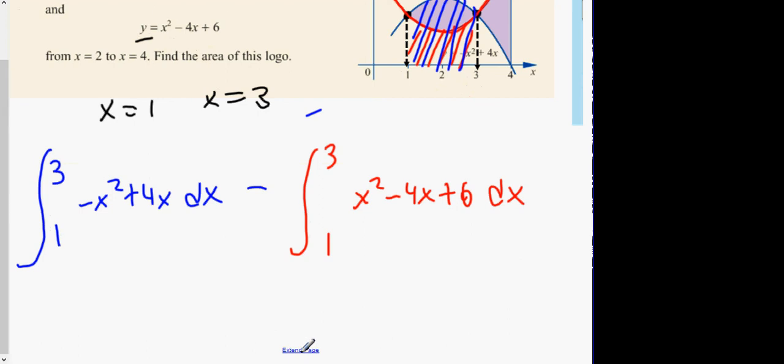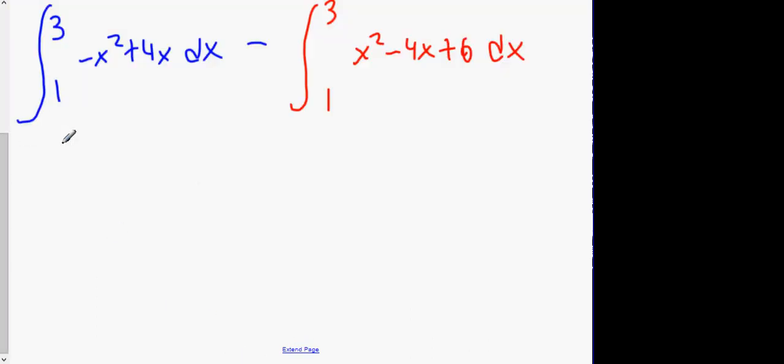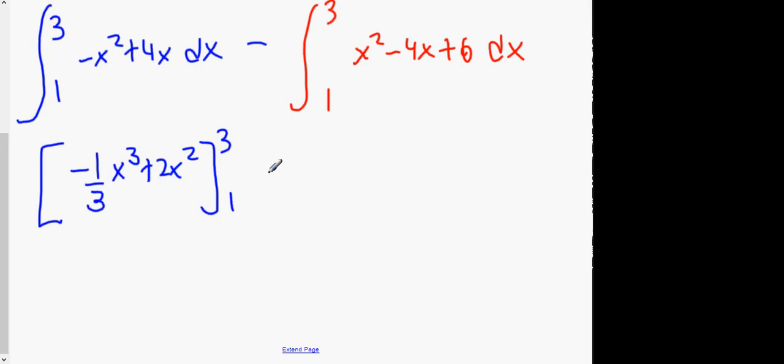Now, all of this is only going to get me region 1. Haven't even gone near region 2 yet. So this is just for region 1 only. So let's look at this. So we're going to get minus a third x cubed plus 2x squared from 3 to 1. Then I'm going to get minus a third x cubed minus 2x squared plus 6x from 3 to 1.